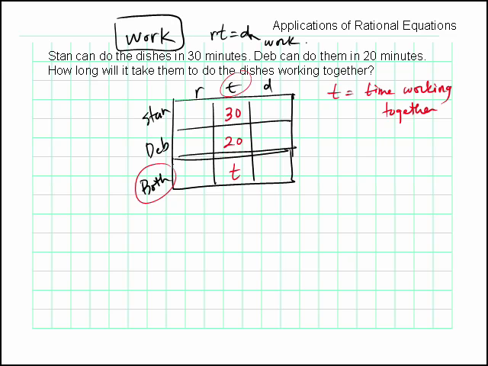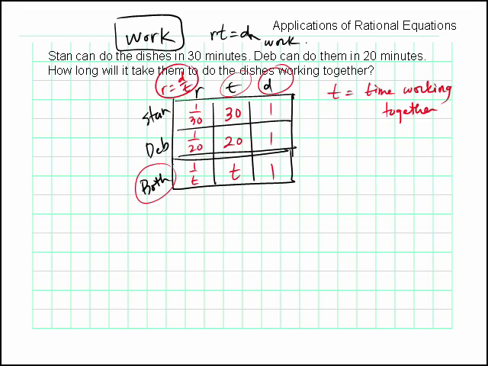Now, the distances. This isn't a distance that we normally think of. It's not miles or feet or anything like that. What we want to do is get the dishes done, one set of dishes. So all these are going to be ones. We always do this with our work problems. We put ones in place of the distances. Now, rate is distance over time. So here, rate is 1/30. In other words, Stan's rate of work is 1/30th of the dishes per minute. Deb's rate of work is 1/20th of the dishes per minute, and this is 1/t.